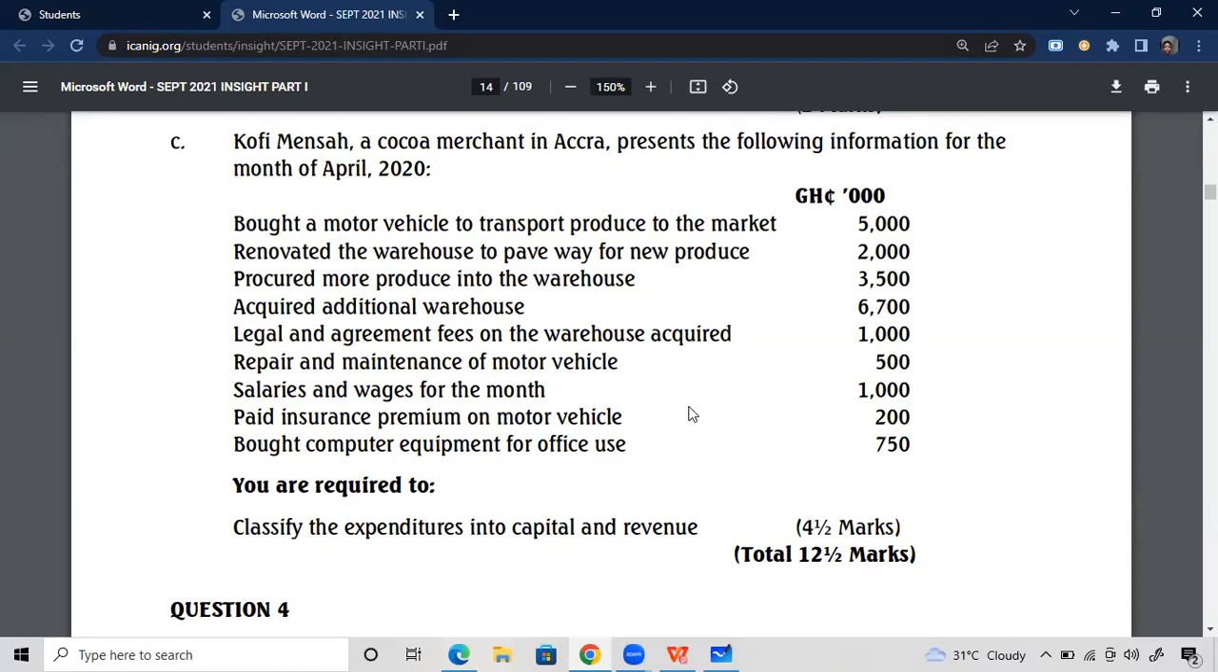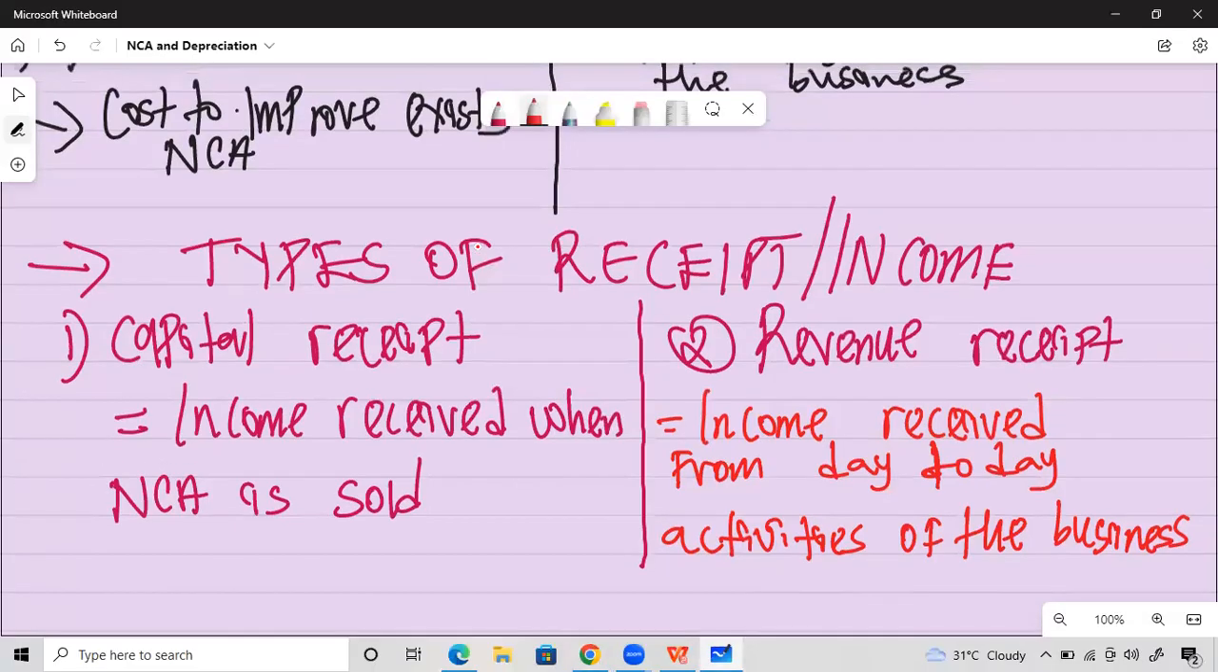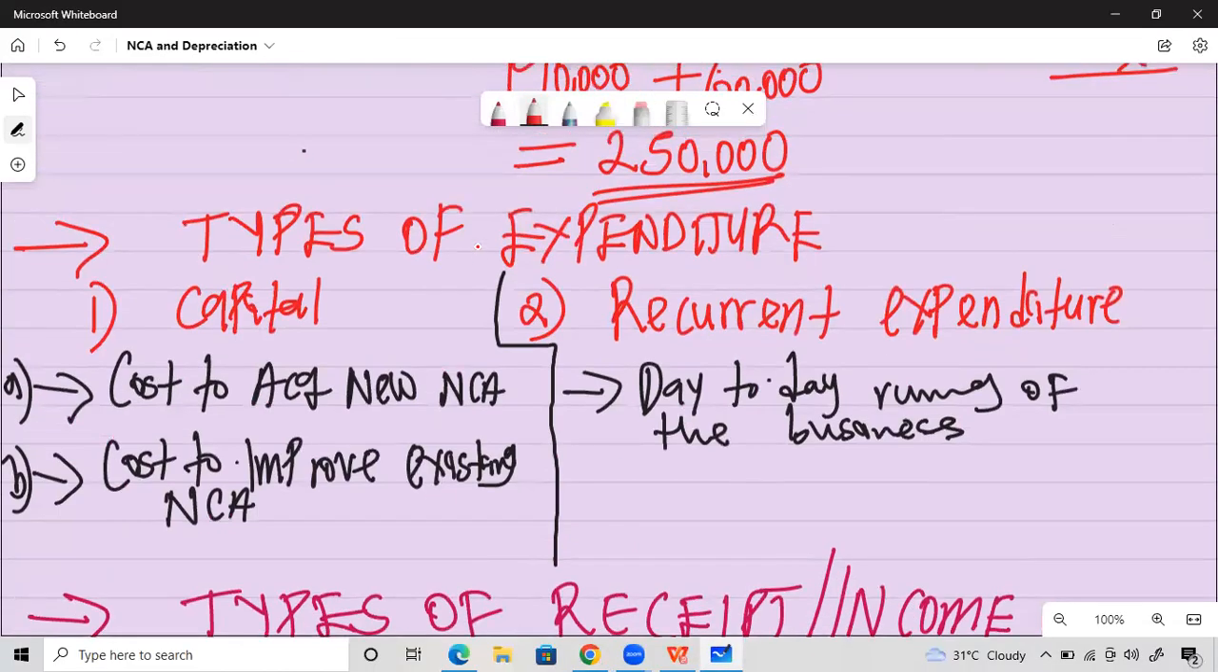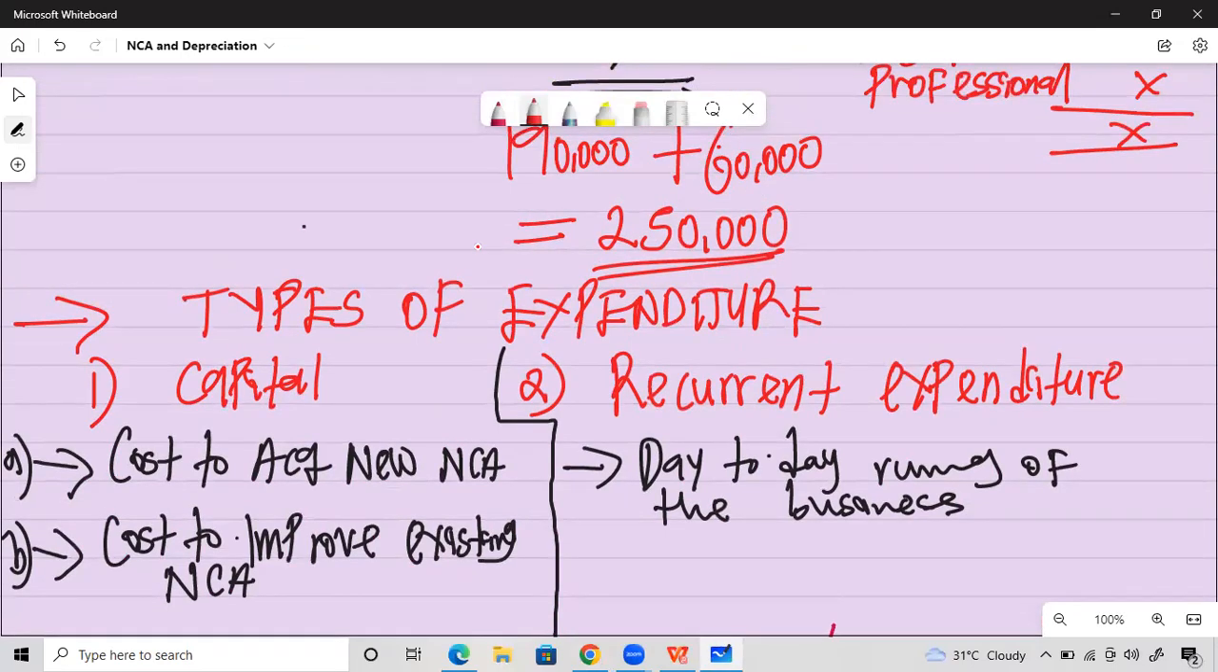And don't forget, let me go back to it so that we answer this question together. We say capital expenditure are those expenditure to acquire a new non-current asset or improvement to the existing one. And we say recurrent expenditure are those expenditure for the day-to-day running of the business.